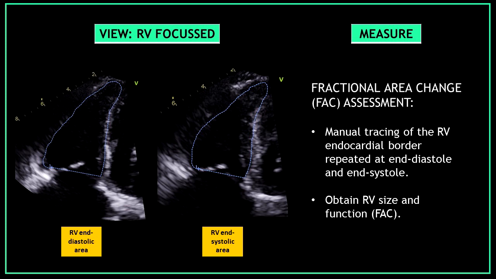You can also measure the fractional area change by tracing the right ventricular endocardial border repeated at end of diastole and end of systole. By measuring the fractional area change, you can assess the right ventricular size and function.